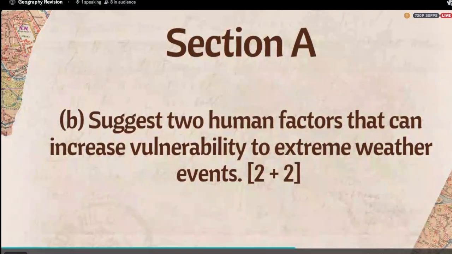So as you can see, the mark scheme talks about gender, it talks about housing, development, government policies. So human factor is very broad, which is good. But don't worry if they ask you for a specific one, because we'll go through more questions.